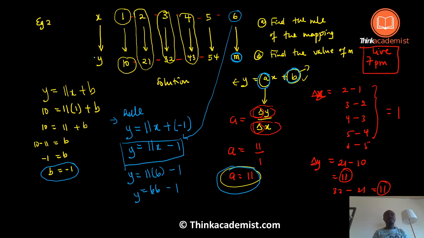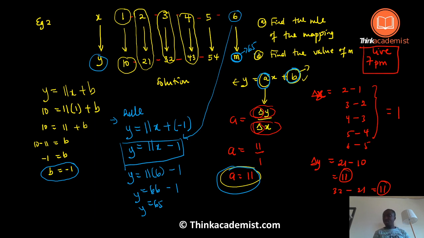Okay? Remember, the goal is to find the m. And then the m is what? The codomain, which is the y value. So once we find y in this, it represents the m. Okay? So when we do our subtraction, we are going to get 65. So it means that if x, which is the domain, is 6, the codomain should be 65. Okay? Let's take another example.